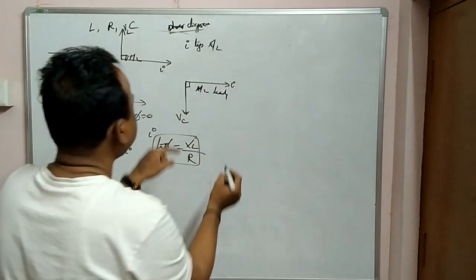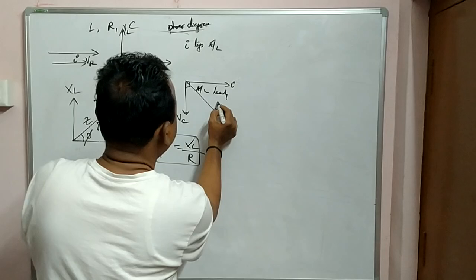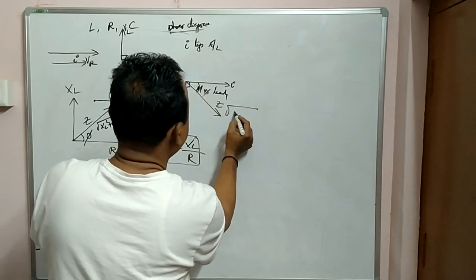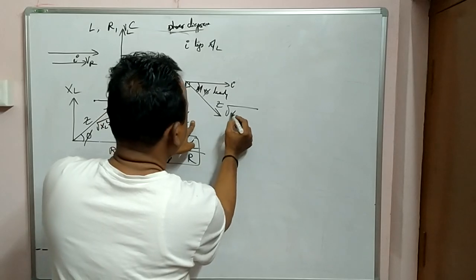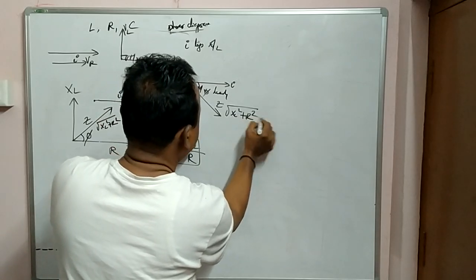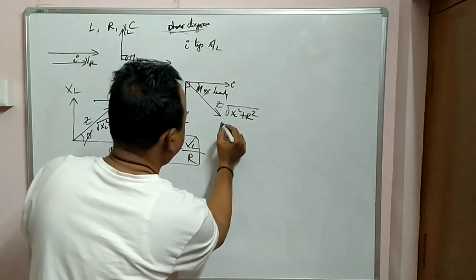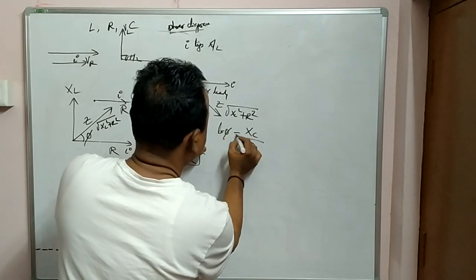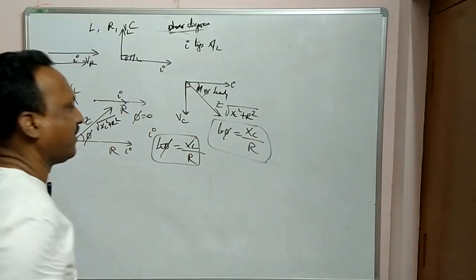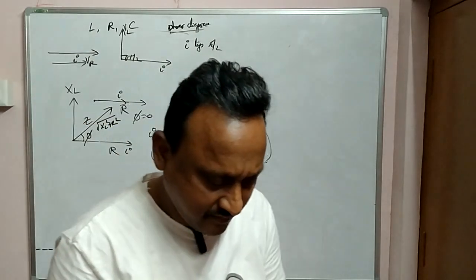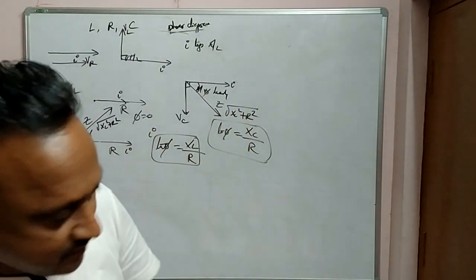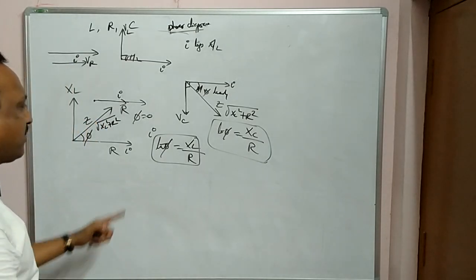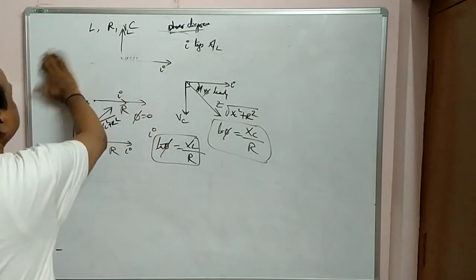And what about this case? In capacitor, the impedance is root over XC square plus R square. And what is tan phi in this case? Tan phi is opposite by adjacent, that is XC by R. So these things you have to put in your mind. Very important, because in future when doing problems these will be used a lot. Have you noted down? Right.